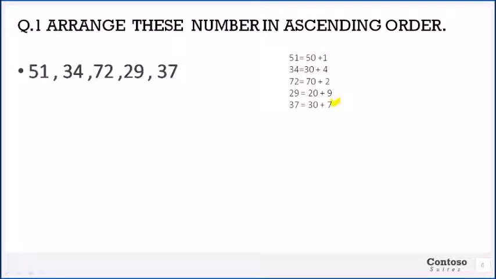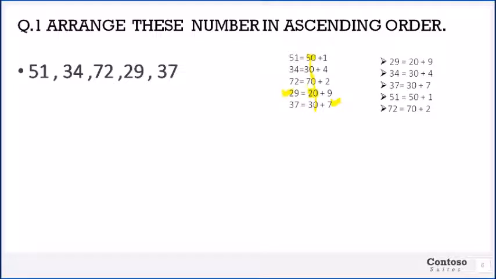So here what do we find? First you have to focus on the first number we get in the expansion form. Here there are first 50, then 30, then 70, then 20, then 30. Here what we have to find out? Find out the smallest number among these numbers. Here we can easily identify that 20 is the smallest among these 5 numbers. So this whole number is the smallest one. So we can arrange it first.